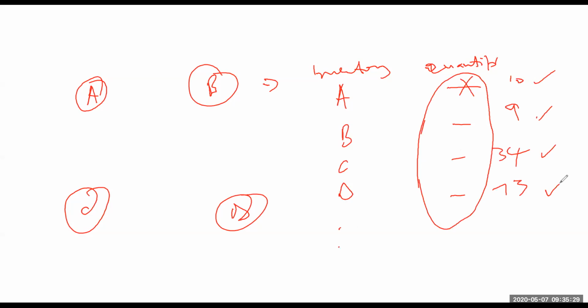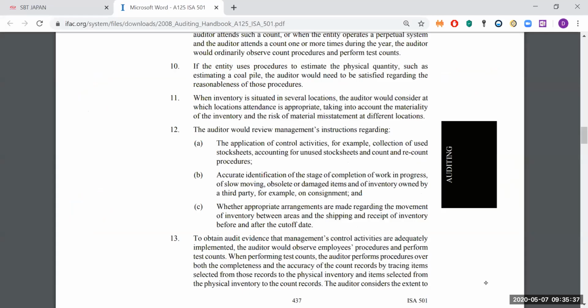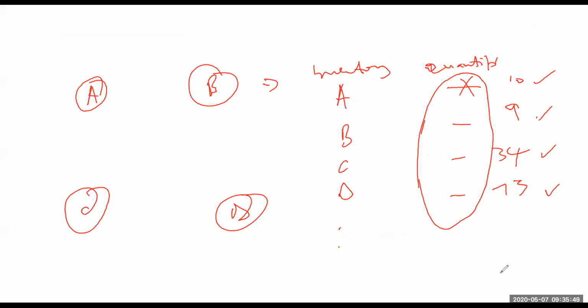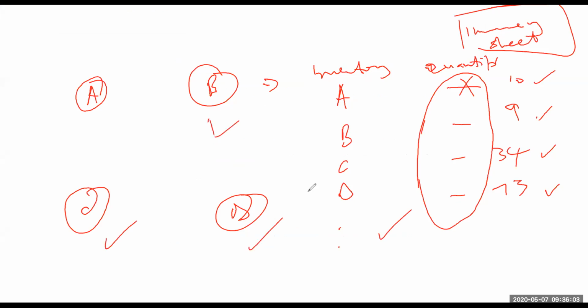Now, as an auditor, just to go back to the ISA, the first thing is the control activity, for example, the collection used. If, for example, team A, this was their inventory sheet that was given. Then of course, at the end of the count, team A needs to submit its inventory sheet. Team B needs the same, team C, and of course team D. So they all need to submit.